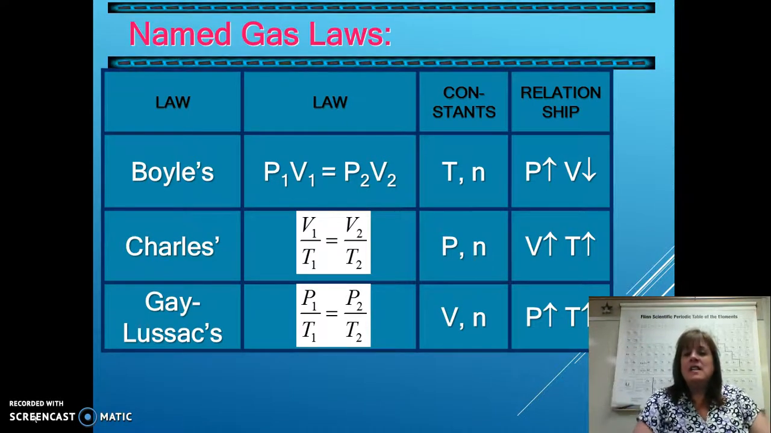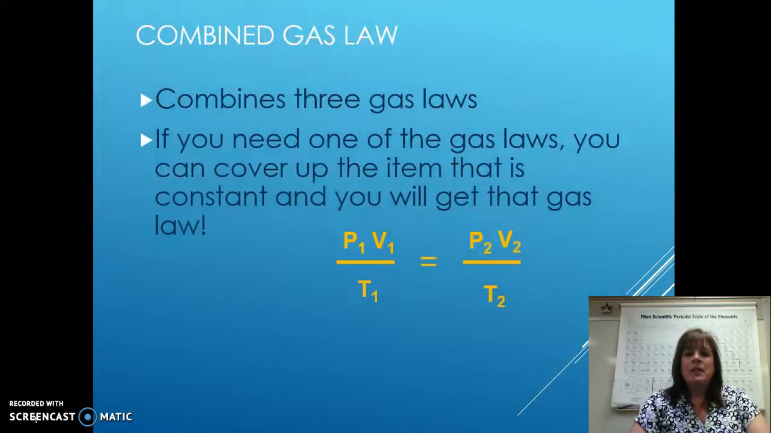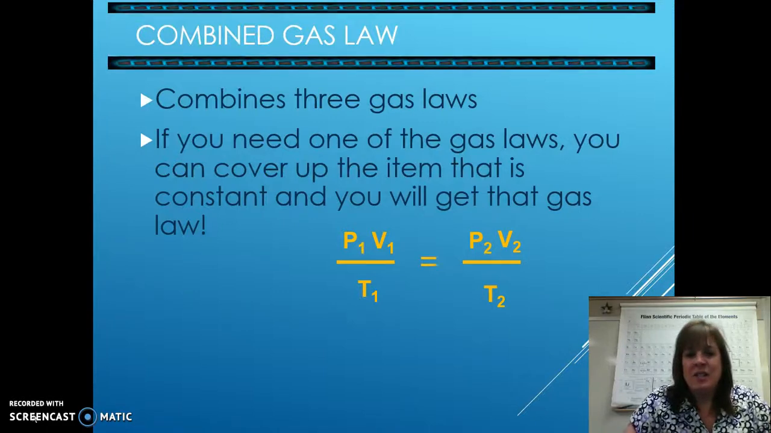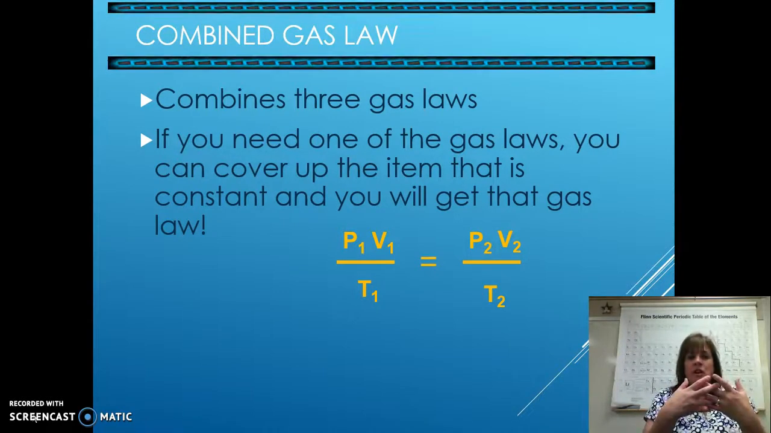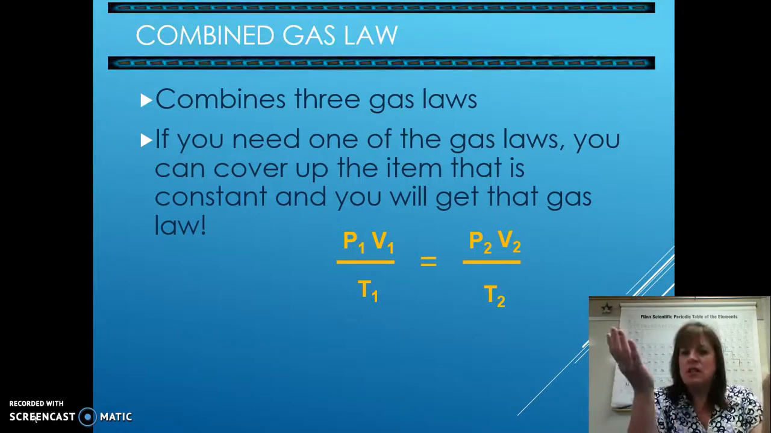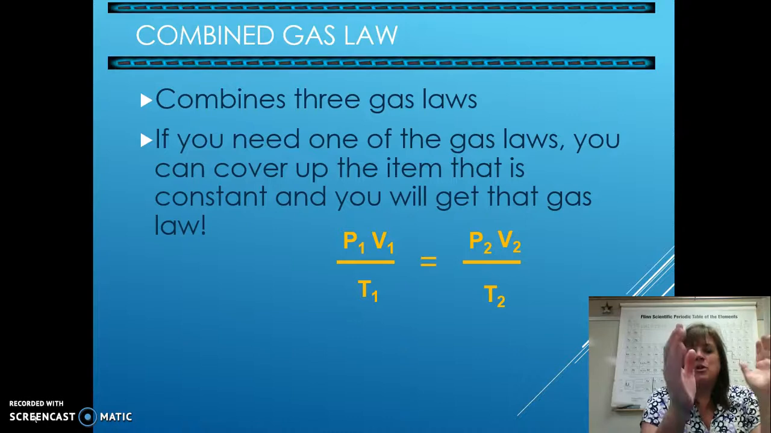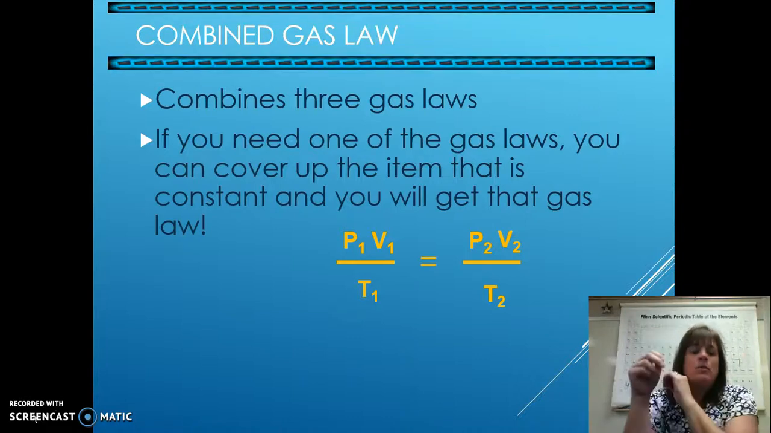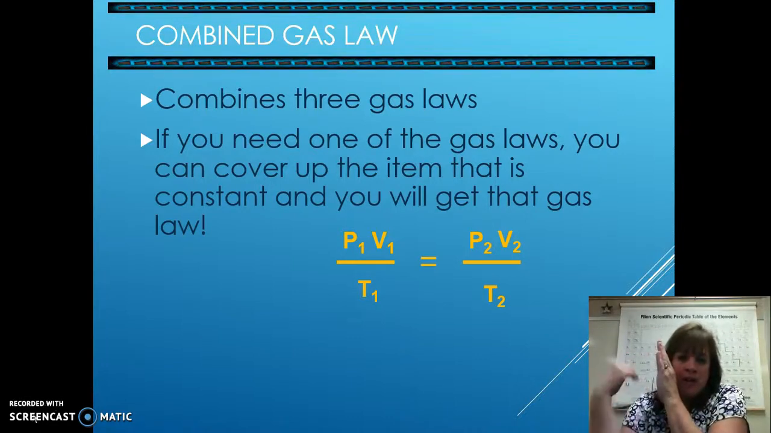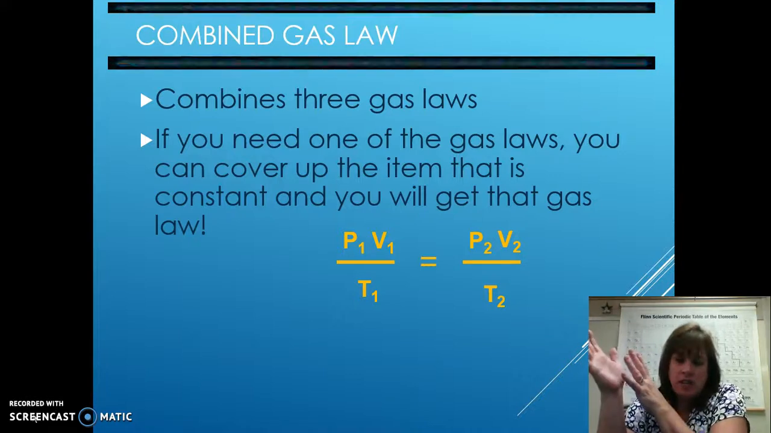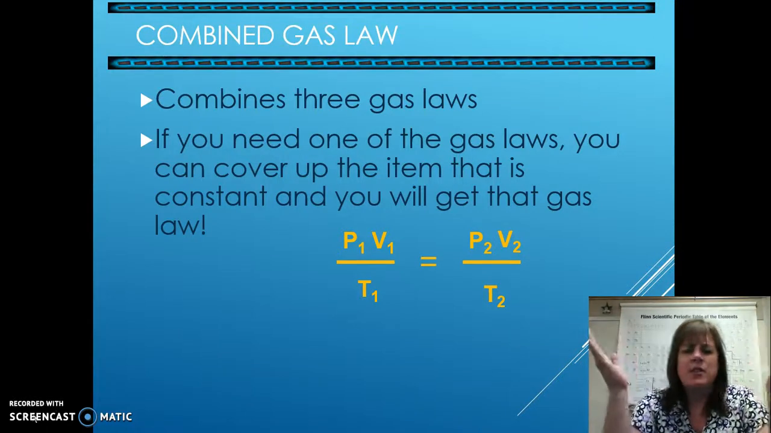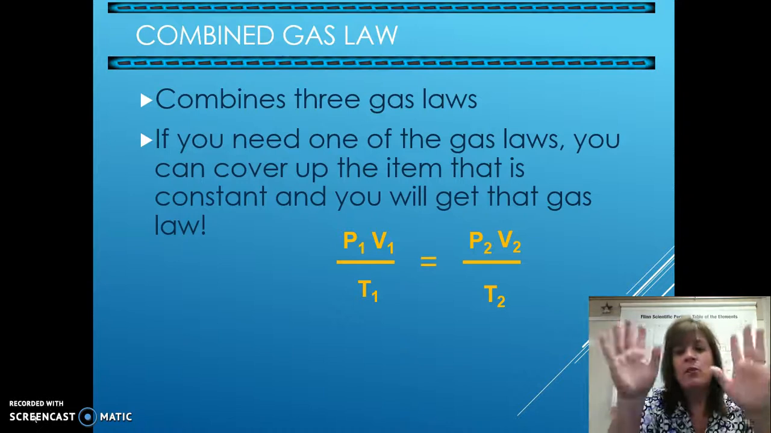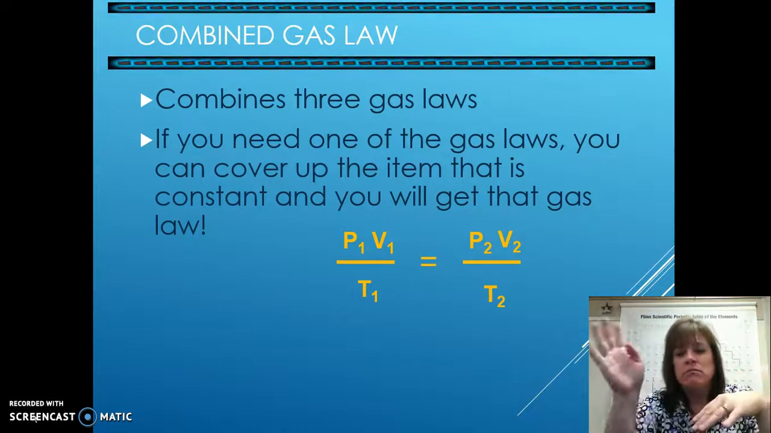Well, we can take all three of these laws and put them together into one law, and that's called the combined gas law. So it combines all three of these laws into one equation. You notice that it's pressure times volume divided by temperature at one condition is equal to pressure times volume divided by temperature at another condition. Notice Avogadro is not a part of this. The amount is not a part of it. We're going to talk about his law in another video.